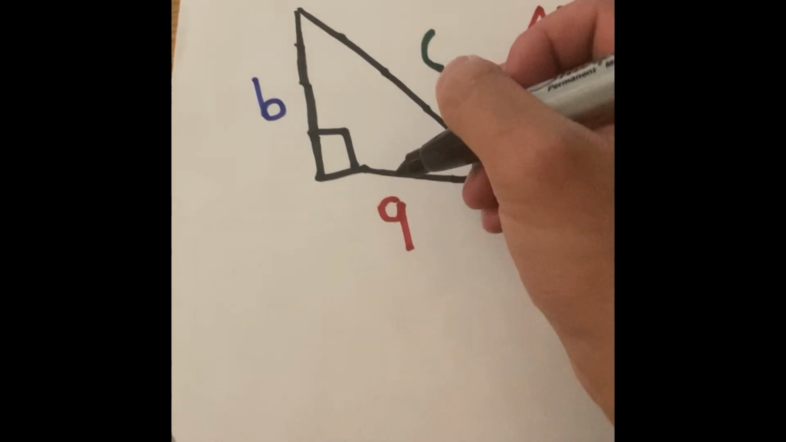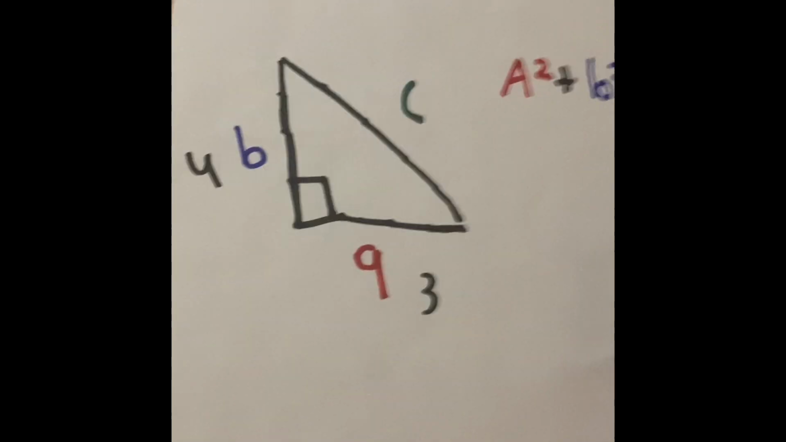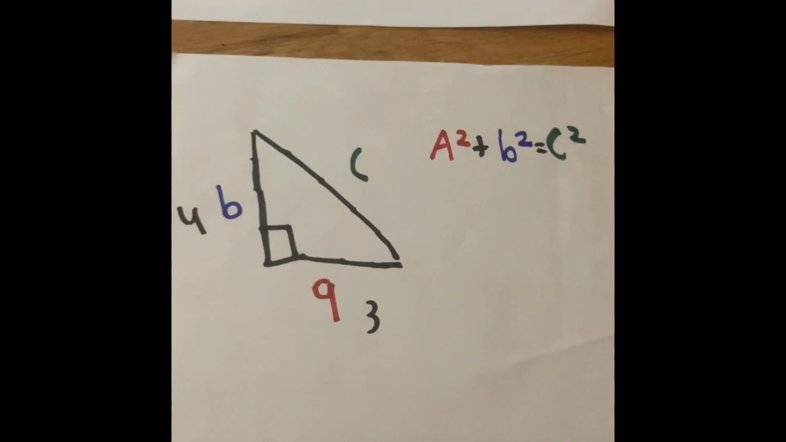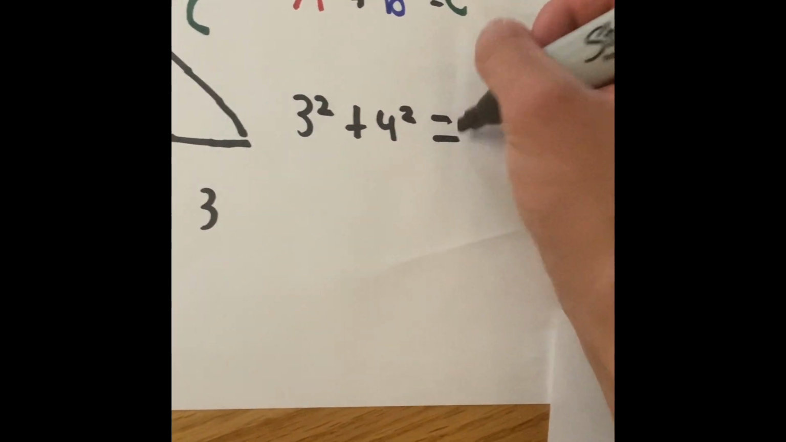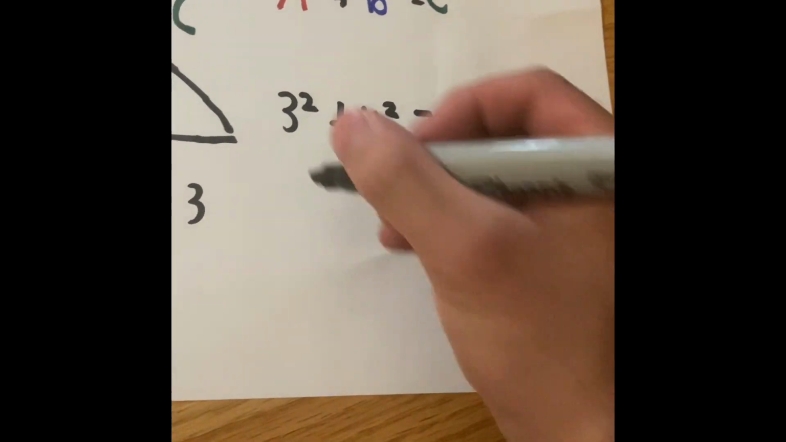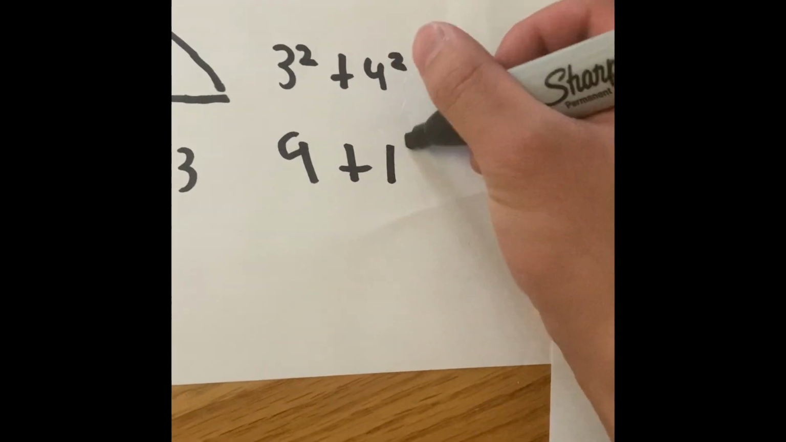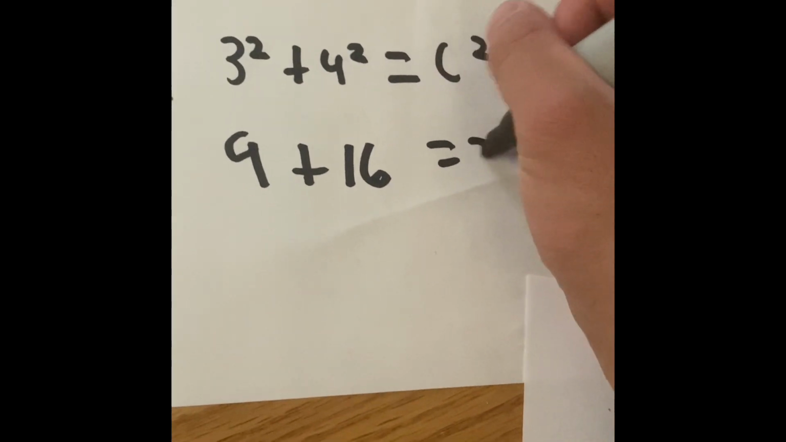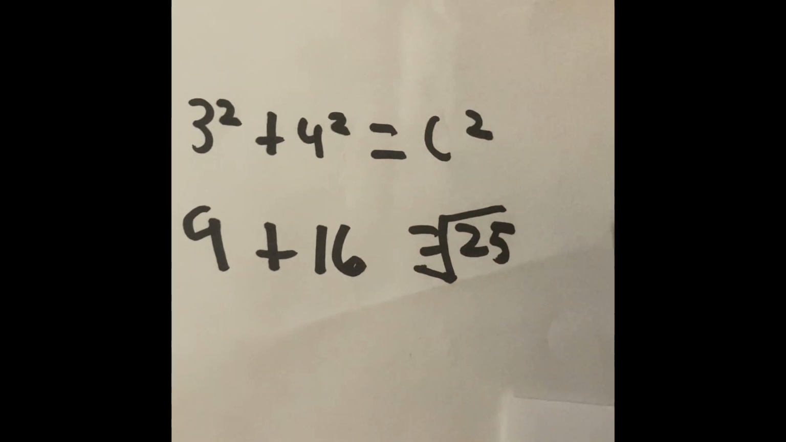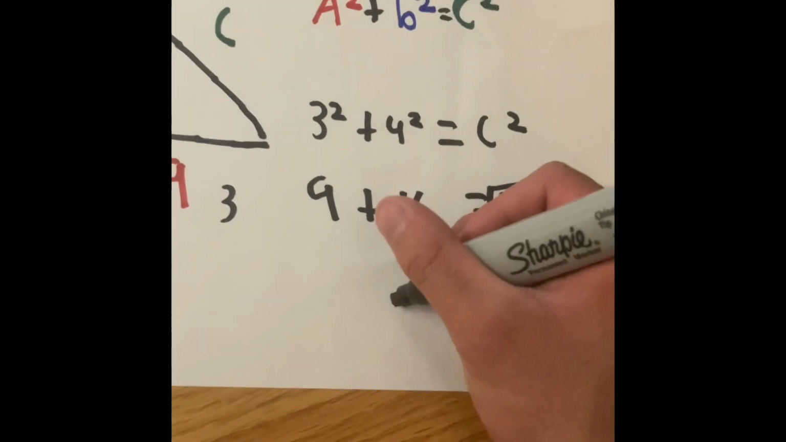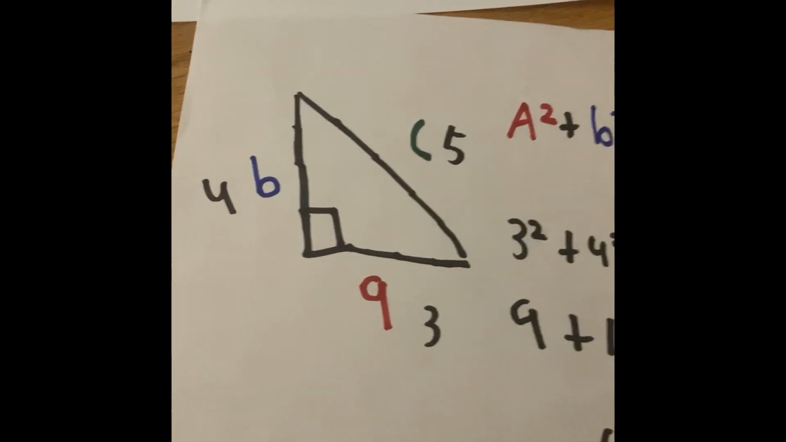So let's try and solve one. Let's say this is 3, 4, and what is C? Well, A squared plus B squared is C squared. Then we'll have to say 3 squared plus 4 squared equals C squared. 3 times 3 is 9, plus 4 times 4 is 16. 9 plus 16 is 25. The square root of 25, because we have a C squared, is going to give us C equals 5. So we have a 3, 4, 5 configuration.